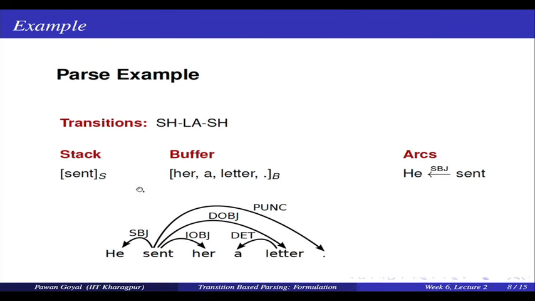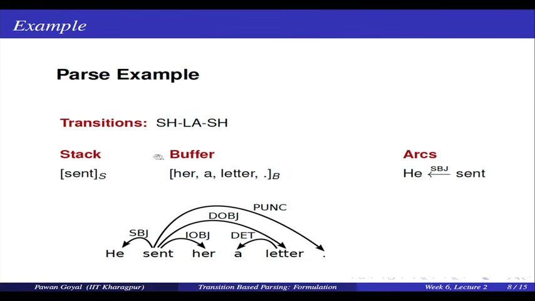Okay. Now, I have one word in the stack, sent, and there are some words in the buffer: her, a, and letter. Now, what is the transition you can take at this point? Again, you will try to have a look at the dependency parse. You will see if there is a relation between sent and her. Yes, her is a dependent and sent is a modifier. So, sent is the head.